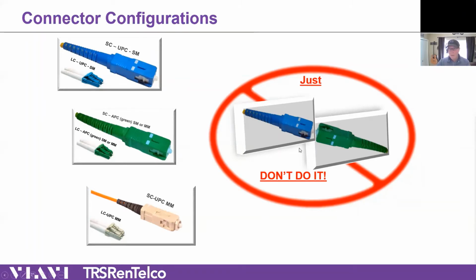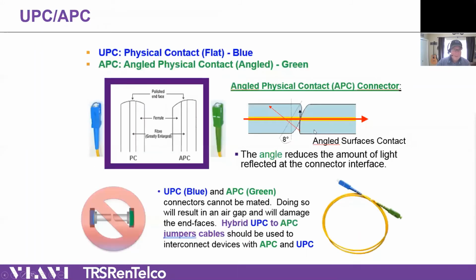For those of you who have, there will be issues with reflections and loss. This is a very poor connector. Even if it doesn't physically hurt it, it's not a good connector because they don't mate up perfectly. Right? And here's a drawing of how that works.